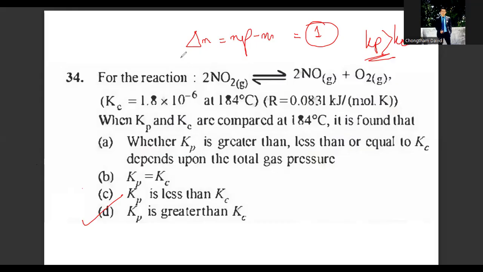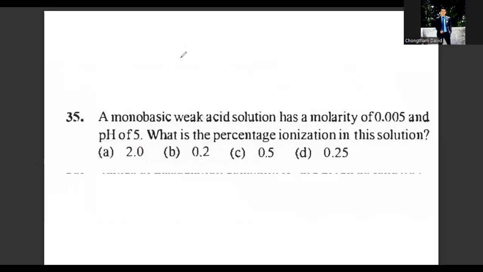35. A monobasic acid has a molarity 0.005 and pH 5. What is the percentage of ionization in this solution? So whenever a question becomes lengthy or confusing, never get mixed up. You should not get lost with the question. Try to decode what the question is asking. The question will have the simplest solution.